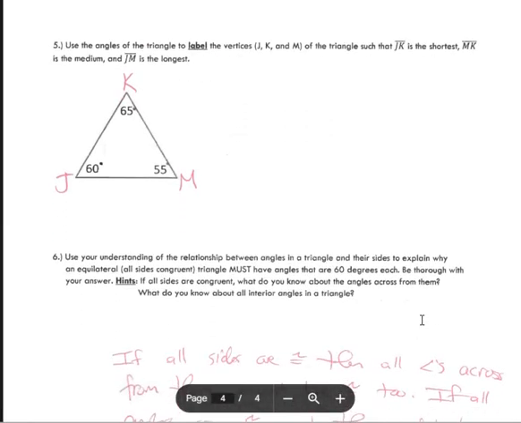Use the angles of the triangle to label the vertices J, K, and M of the triangle such that JK is the shortest. So JK needs to be across from the smallest angle, which is 55. MK is the medium, so it's got to be across from the 60, MK. And then the longest is JM. JM has to be across from the biggest angle. And you can see where I put all those.